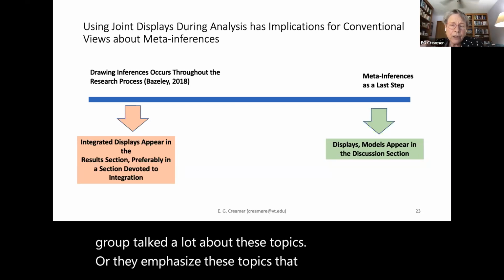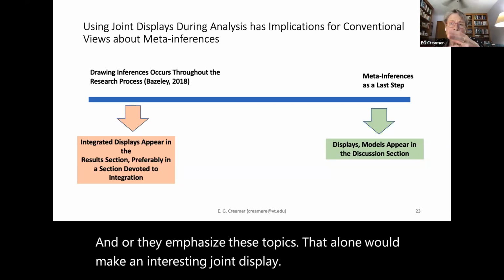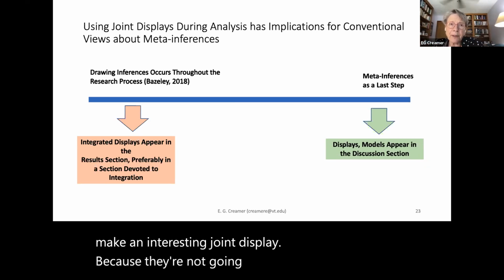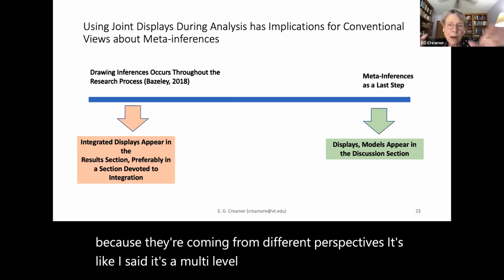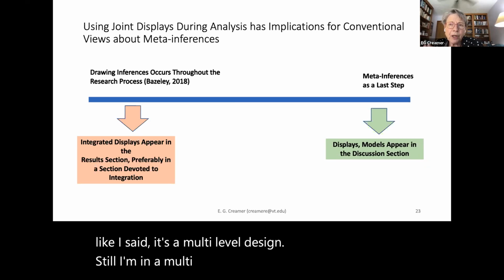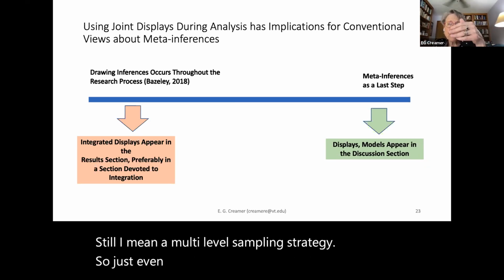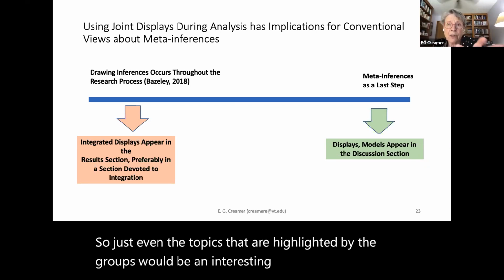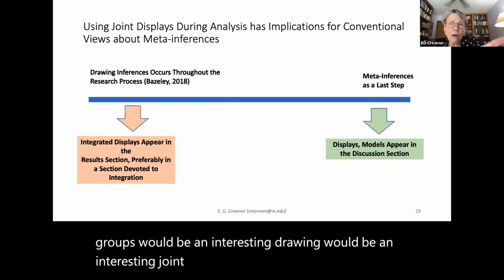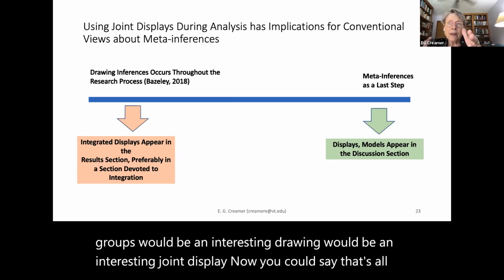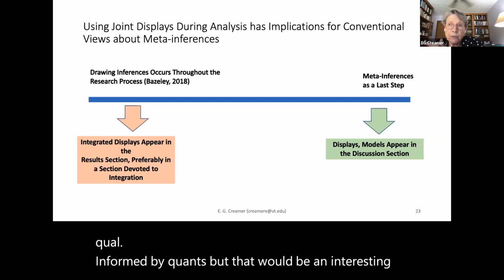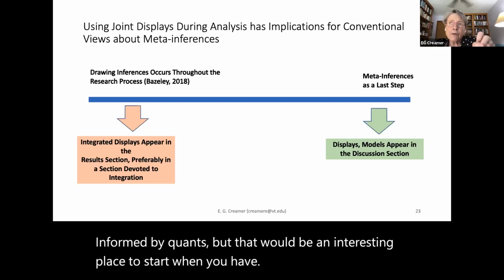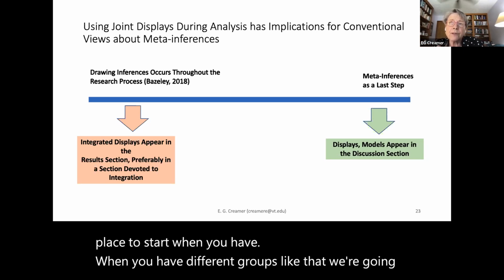That alone would make an interesting joint display, because they're not going to emphasize the same thing since they're coming from different perspectives. It's a multi-level design, I mean, a multi-level sampling strategy. So just even the topics that are highlighted by the groups would be an interesting joint display. Now you could say that's all qual, informed by quant, but that would be an interesting place to start when you have different groups like that who are going to emphasize different things.